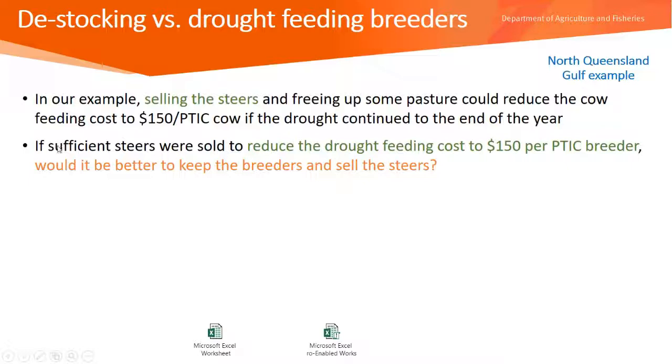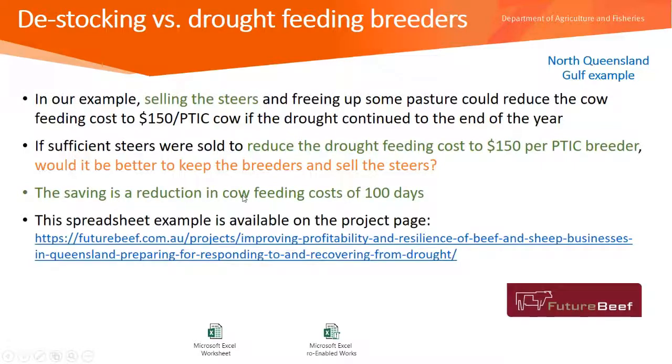Now, if sufficient steers were sold to reduce the feeding cost to $150 per PDIC breeder, would it be better to keep the breeders and sell the steers? The saving is a reduction in cow feeding costs for 100 days. And of course, we're going to look at this in the spreadsheet.